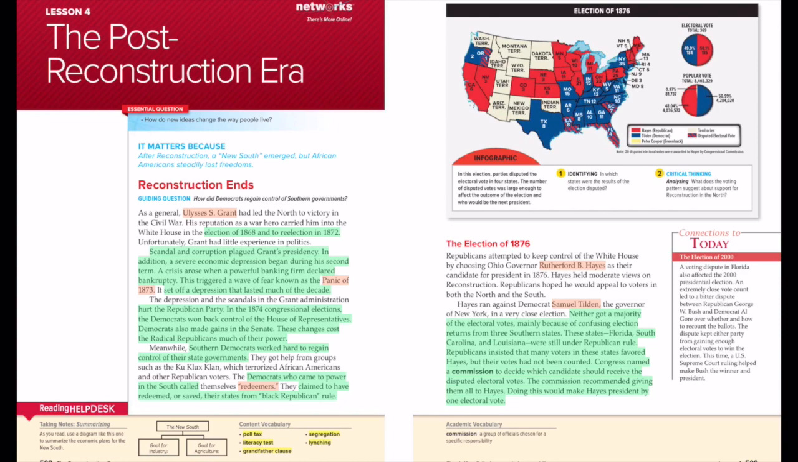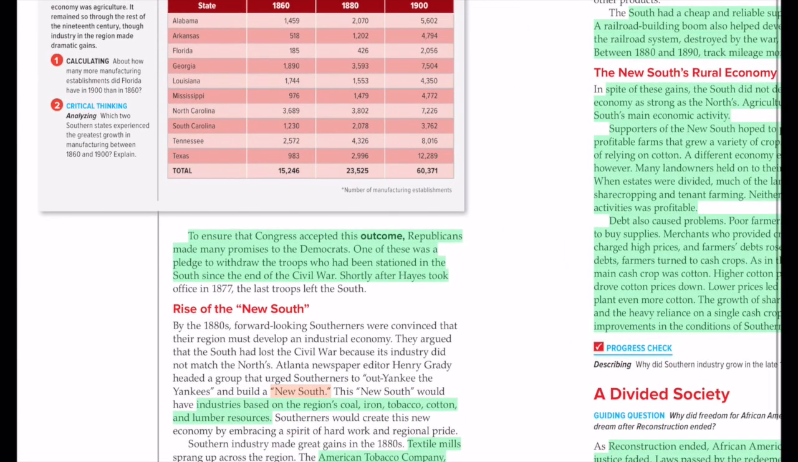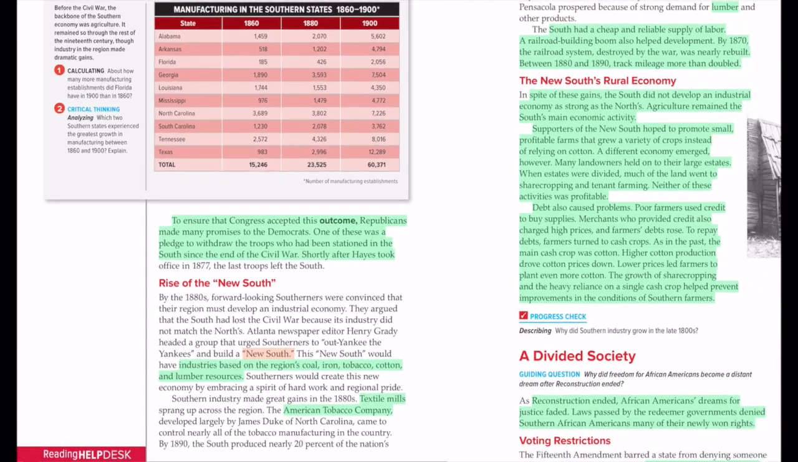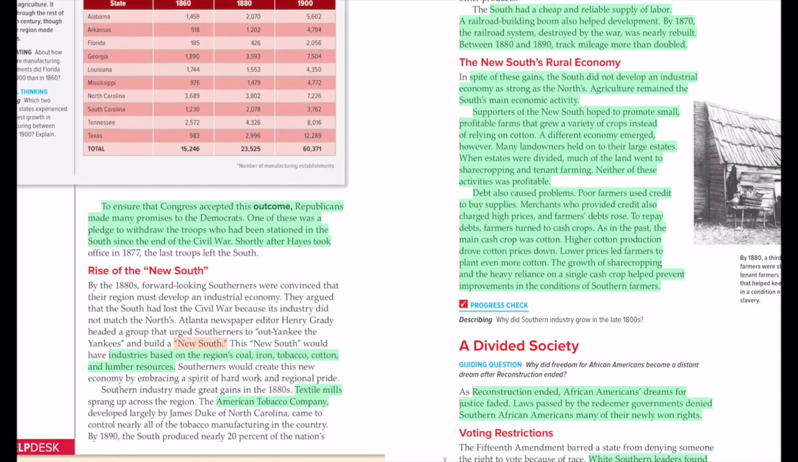So to make sure that it went over and they didn't have too much trouble, actually there was kind of a deal they made, and the deal with the Democrats was, okay, don't cause waves, let this happen, we'll have the president be a Republican, but we promise we will start taking the troops out of the South. And so because of that deal, you'll start to see the white Southerners can kind of take back the South again. Okay. All right. In the meantime, let's talk about the economy.